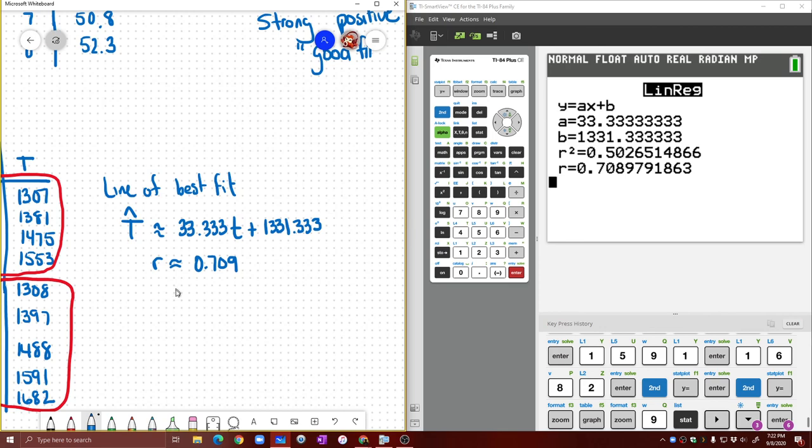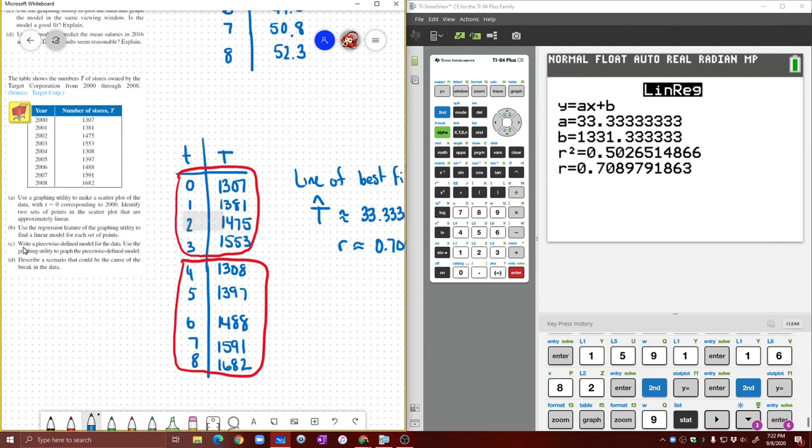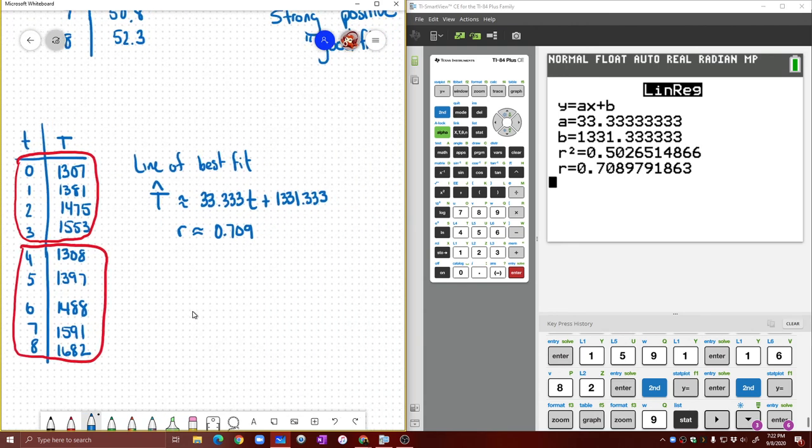Now let's look at part C. Part C says write a piecewise defined model for the data. Use the graphing utility to graph the piecewise defined model. So what they're asking for in part C is to say, hey, you identified the two parts, so let's come up with a linear regression for this first half and a linear regression for that second half.